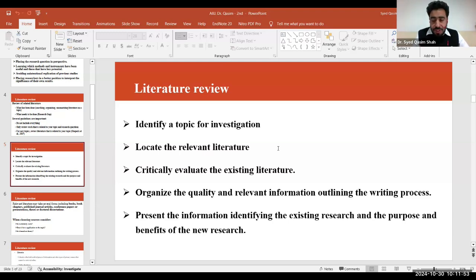or how we are contributing to the existing body of knowledge, and what is our novelty, how we are different, what is our contribution, why this particular research is significant, why this research needs to be done, why this research is important, how it will benefit the society, the institutions, the people, or the research in the field. So this is how we can come up with a literature review.